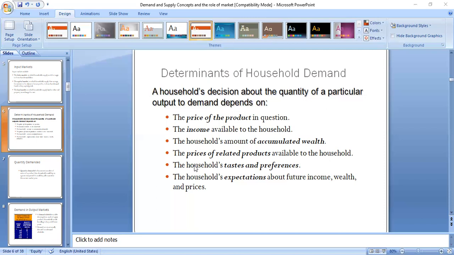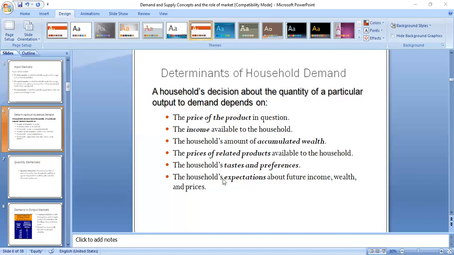Then the tastes and preferences of households. When we talk about households here, we are talking about individual consumers. Keeping other factors constant, if the tastes and preferences about certain goods and services are in favor of those goods and services, then more of those goods and services will be demanded, compared to when those tastes and preferences are in disfavor of those goods and services.